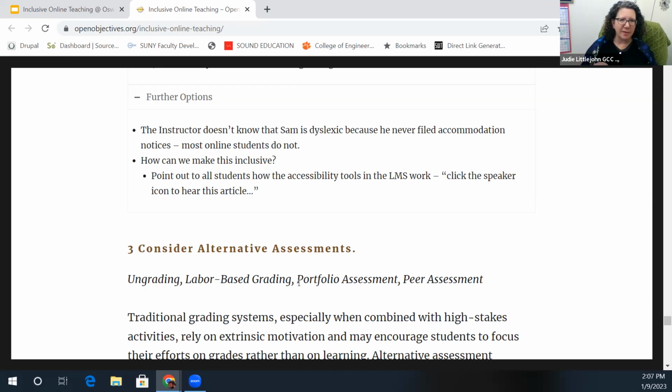But how could we make this assignment inclusive? We can just point out to the students how the LMS itself, Brightspace, is excellent. It's got a lot of accessibility things built right into it, and they can click on the speaker icon to hear the article. And most students too, in their web browser and the operating system on their computer, have these tools in place. Sometimes they need these to be pointed out to them. So if you're aware of this and feel that it would be useful, it's just a great thing to add to your directions. And Kristen's asking, any idea what percentage in face-to-face classes don't file?